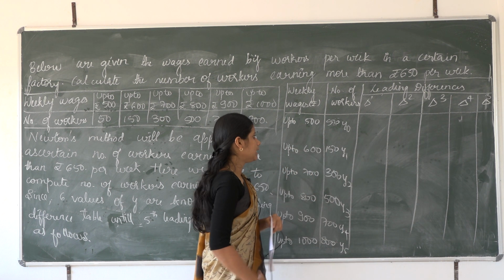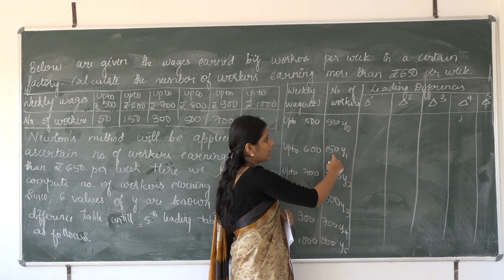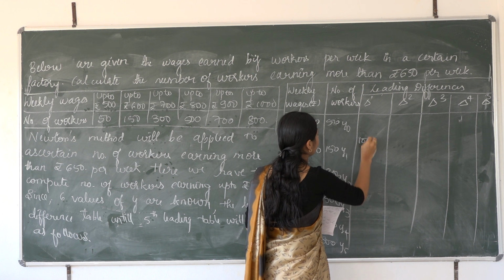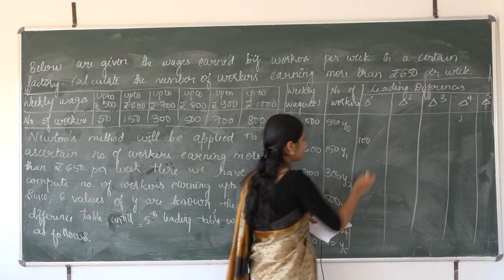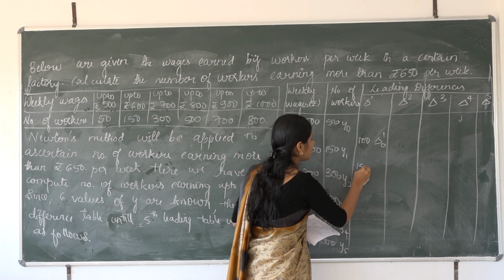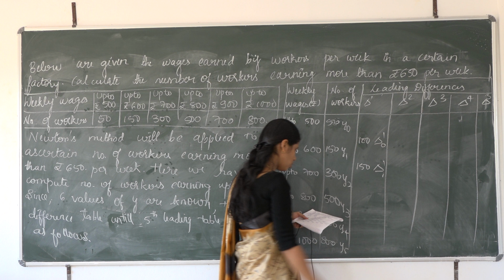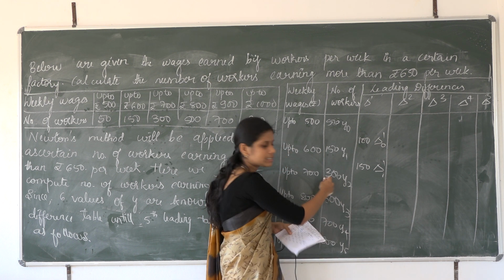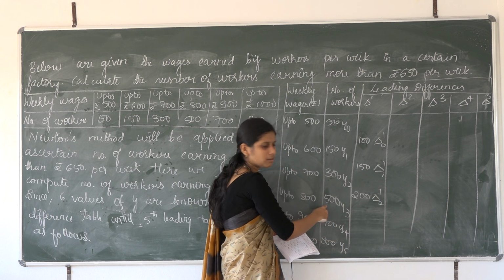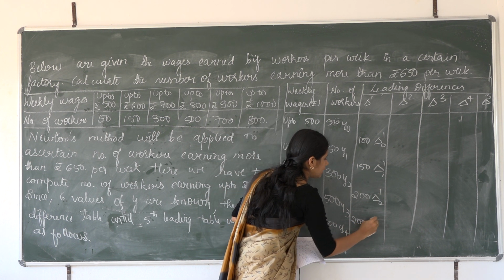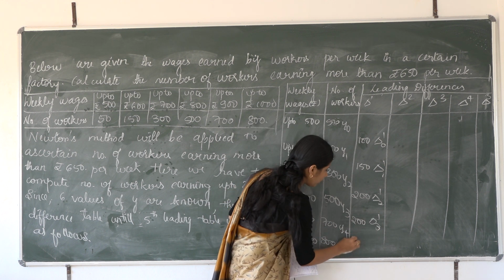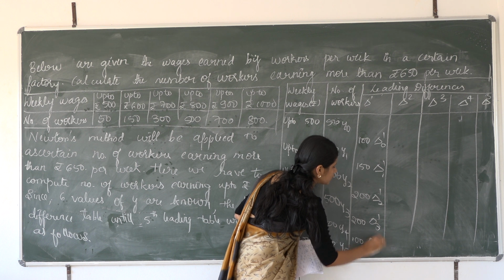Now we will find out the leading differences. y1 minus y0. 150 minus 50, it is 100. That is delta 0 raised to 1. Next, 300 minus 150, it is 150. Delta 1 raised to 1. Next, 500 minus 300, it is 200. Delta 2 raised to 1. 700 minus 500, 200. Delta 3 raised to 1. Next, 800 minus 700, it is 100. Delta 4 raised to 1.